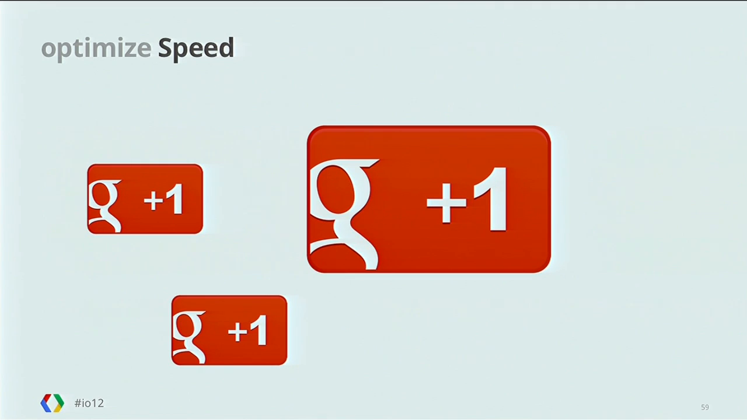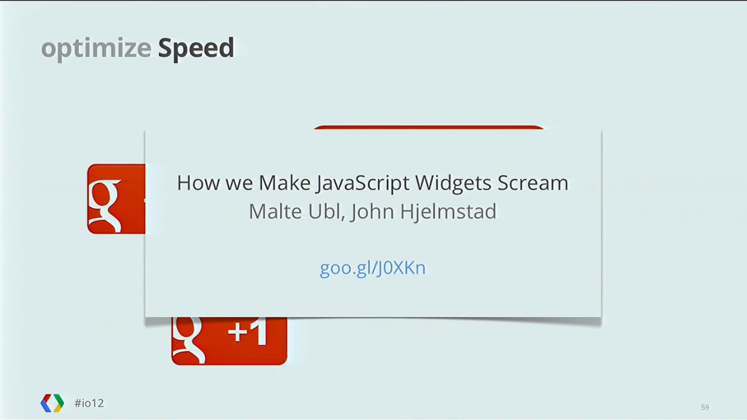So my friend John and Malte did a session about this, how we make JavaScript widgets scream, and it's really interesting, all the little things they've done to make these buttons appear as fast as possible on the site, and it's something that we're always working on. So in general, any implementation you do should have a fast button, and it should get faster over time the better we get at it. But if you want the specific fastest implementation, I asked John, and he told me this is it.